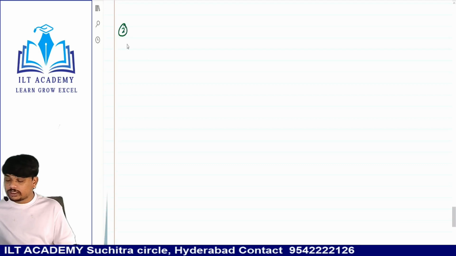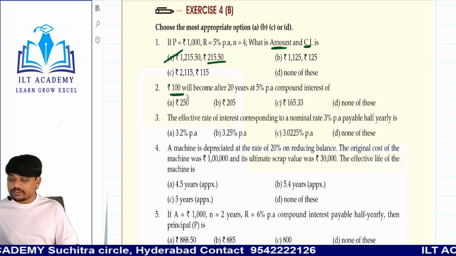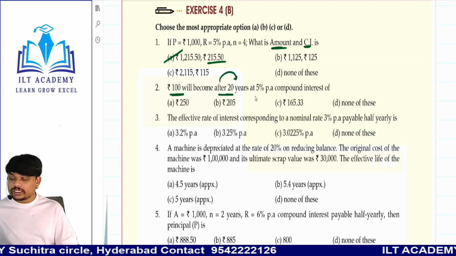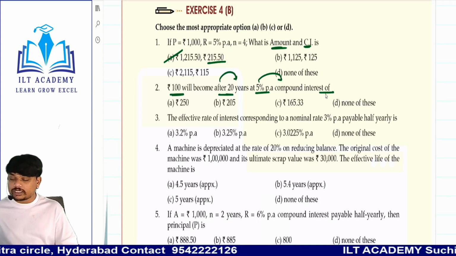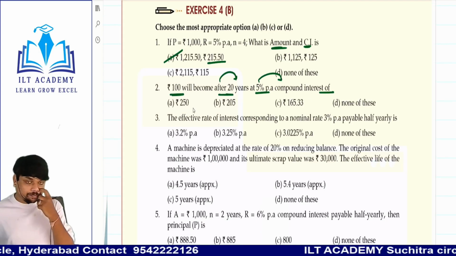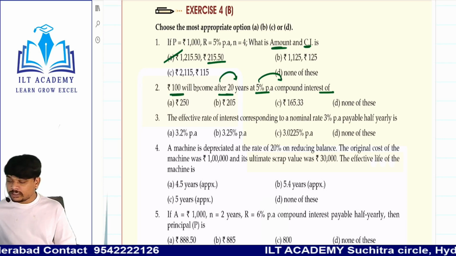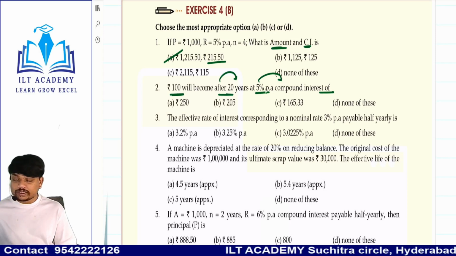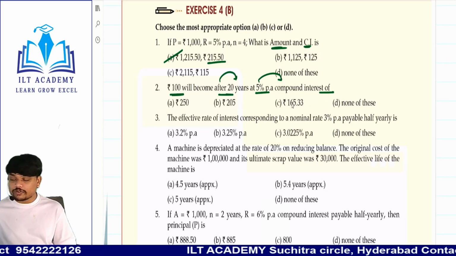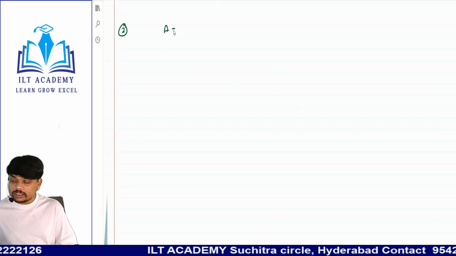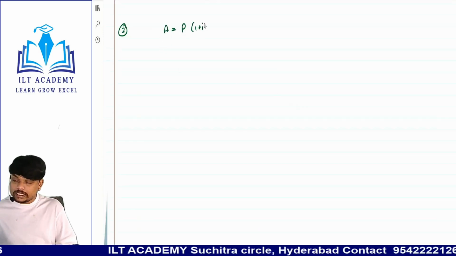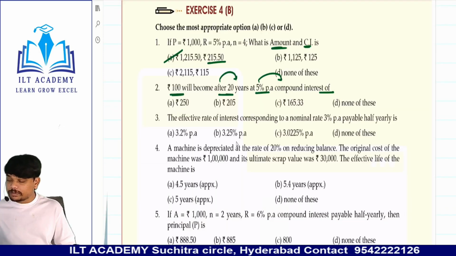Now let us note down the second question. What is the question? 100 will become how much after 20 years at 5% per annum compound interest? Now the amount formula is P into 1 plus I whole power n. So principal is 100.